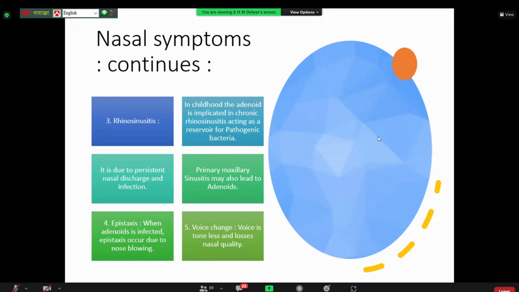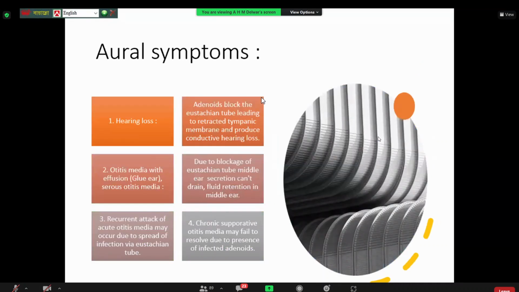Voice change. The voice is toneless, with loss of nasal quality. Oral symptoms are also most important. Hearing loss.